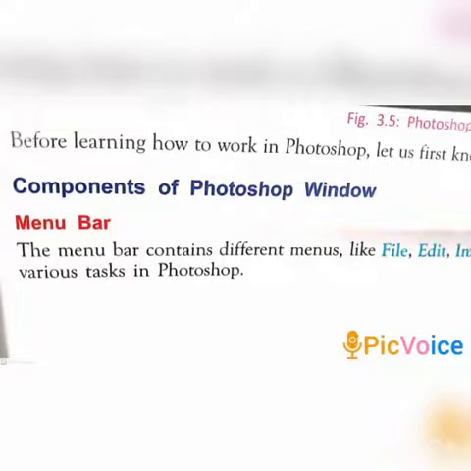Now I will explain the components of the Photoshop window. The Photoshop window contains 6 major elements. The first one is the menu bar. Second one, options bar. Third one, default mode. Fourth one, palette. Fifth one, document area. Sixth one, tools panel.